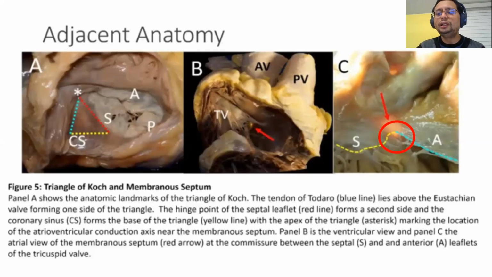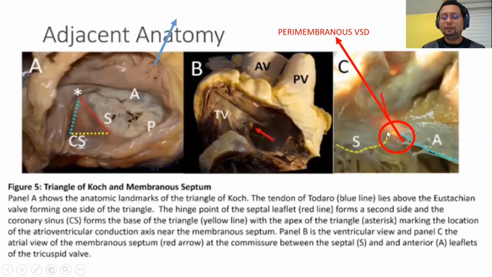G-E-R-B-O-D-E. Gerbode defect. Okay. The membranous septum, one part is on the left ventricular side, but part of the membranous septum is on the right atrial side. So therefore, if you have a hole in this part, you can have a shunt from the left ventricle to the right atrium. That is called Gerbode defect. If you have a hole there, it is a perimembranous VSD. If you have the hole at the top here, it is called Gerbode defect, right?